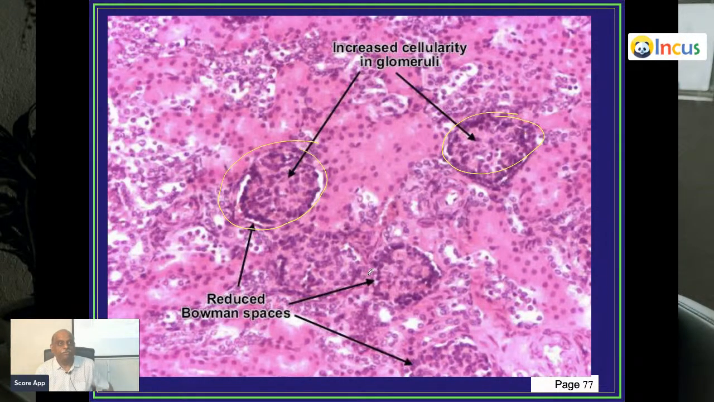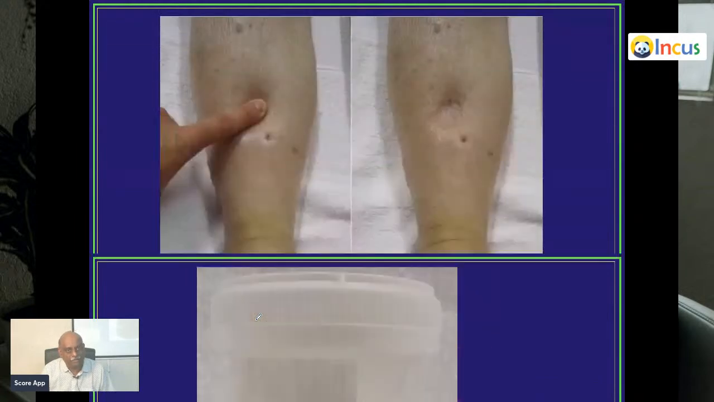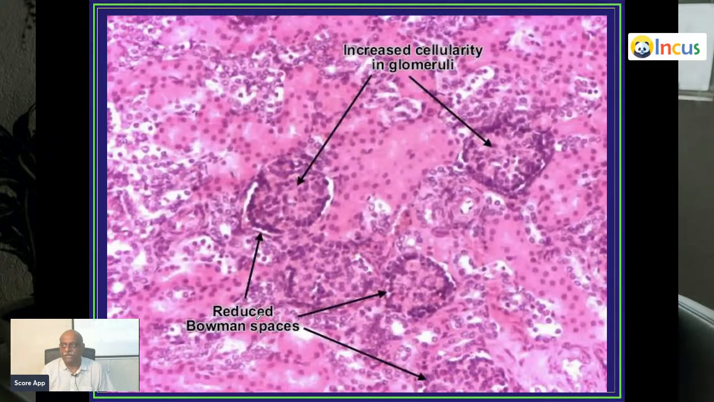And because there is a proliferation of the parietal and visceral epithelial cells, the Bowman's capsule space becomes obliterated is what you need to understand. So what do you see in PSGN, doctor? Presence of hematuria, no CAS. There is also pedal edema. Pitting type of edema is what you are able to see.